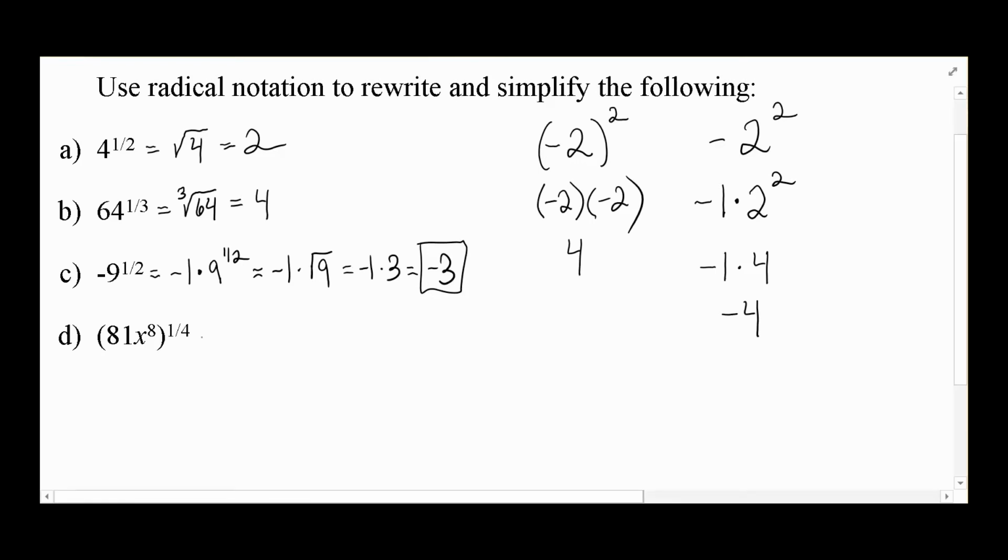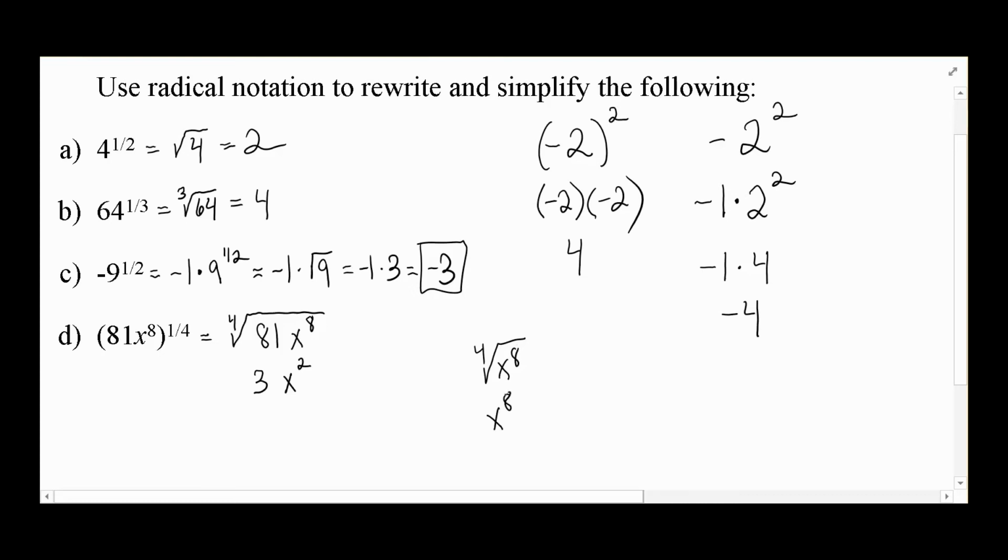On to example D. The 1/4 power means the fourth root. We have 81 x to the 8th. The fourth root of 81 is 3. The fourth root of x to the 8th is x squared. Now, we can also use these exponents to help us understand how quickly I can get x squared there, because let's look at just the fourth root of x to the eighth.